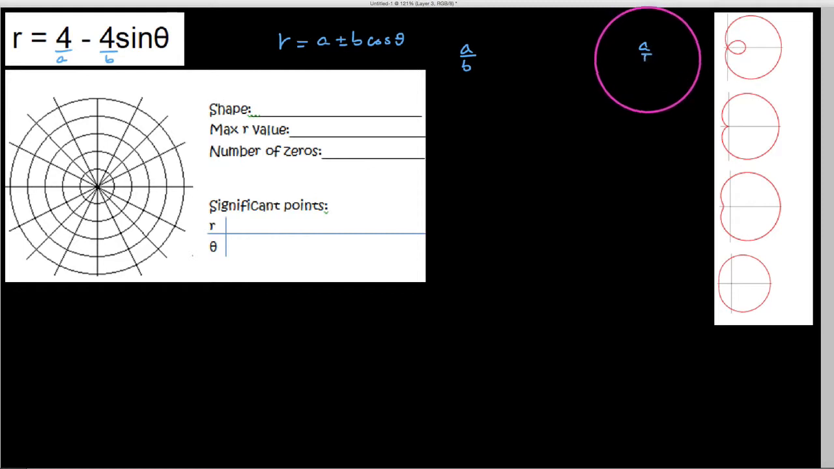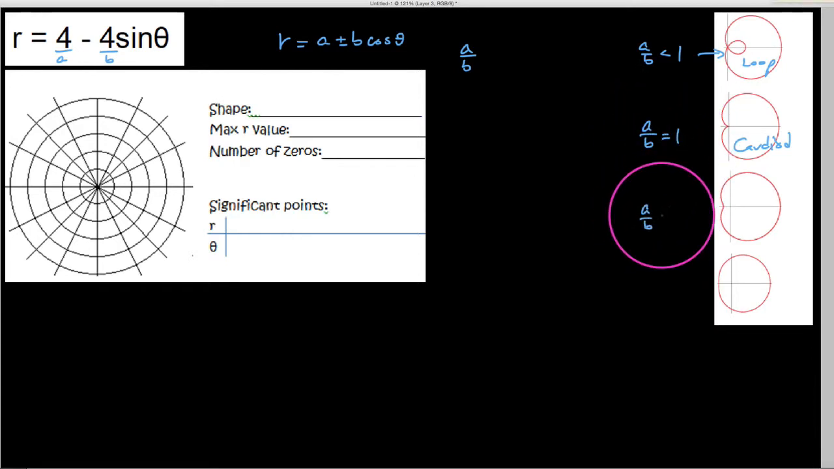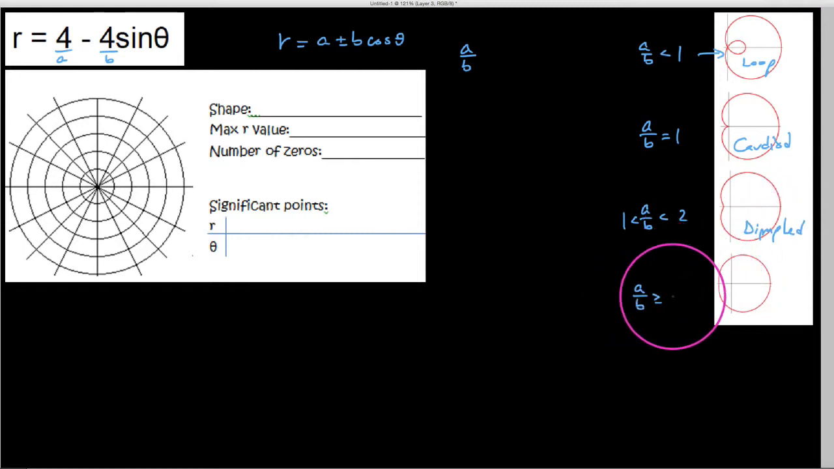Recall that if a over b is less than 1, it'll refer to our loop. We have "Lou loves dimpled cuties" in that order, so Lou goes with loop. Love: we have this heart-shaped thing, a cardioid, and this is true if a over b is equal to 1. If a over b is between 1 and 2, then we have this dimpled thing, and if a over b is greater than or equal to 2, then we have a convex shape.